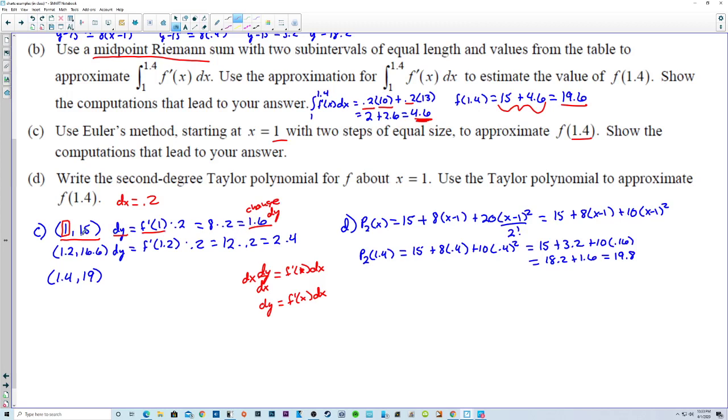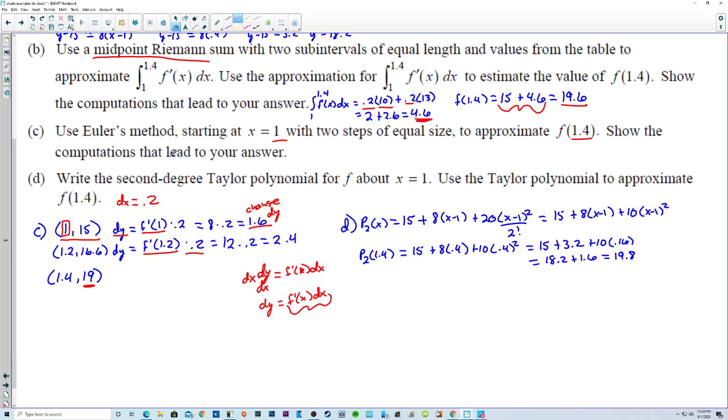And so we add 1.6 to 15 and we get 16.6. Well, now we're at 1.2. So the change in y is f prime of 1.2 times the change in x again. That's right here. And we get 12 times 0.2, which is 2.4. Add 2.4 to that. Now we have an approximation that is 19. So that's our third approximation of f of 1.4.